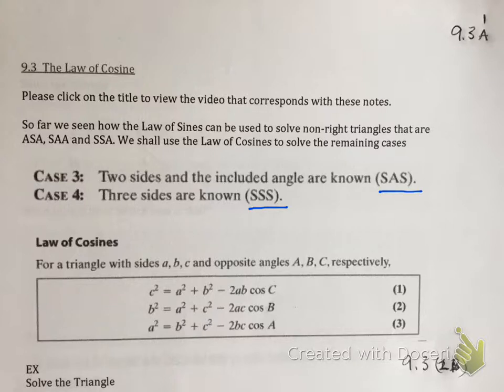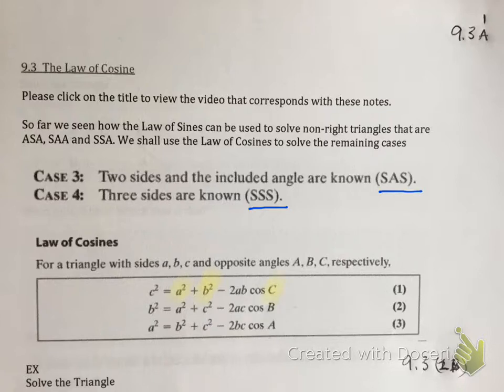All right. So the law of cosines, there's three different ones, and depending on what you're given will be what you use. For instance, the first one says c squared equals a squared plus b squared minus 2ab cosine c. So when you use this one, you more than likely will know side a, side b, and angle c.